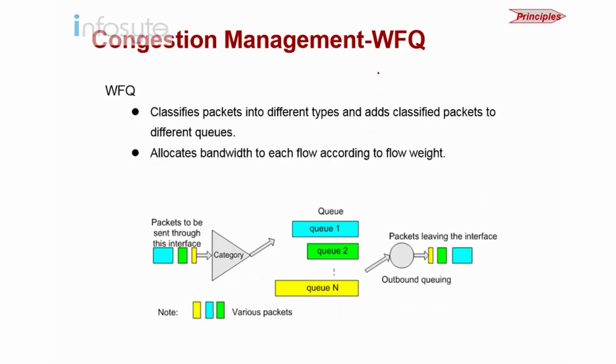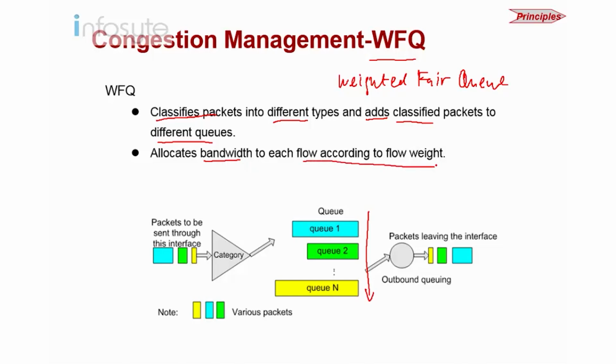Okay, so lastly we have WFQ. WFQ stands for weighted fair queue. Weighted fair queue classifies packets into different types and adds the classified packets to different queues. You can see that we have a different number of queues over here. So we have a large number of queues here, and the queues are allocated bandwidth based on their flow weight. So how can we consider the flow weight, and how is this weight considered?